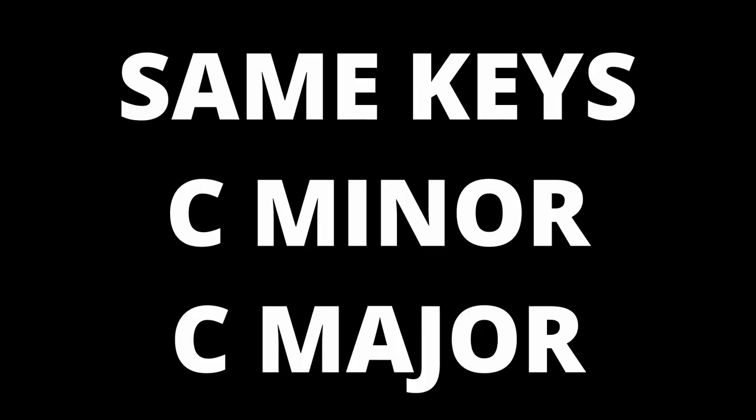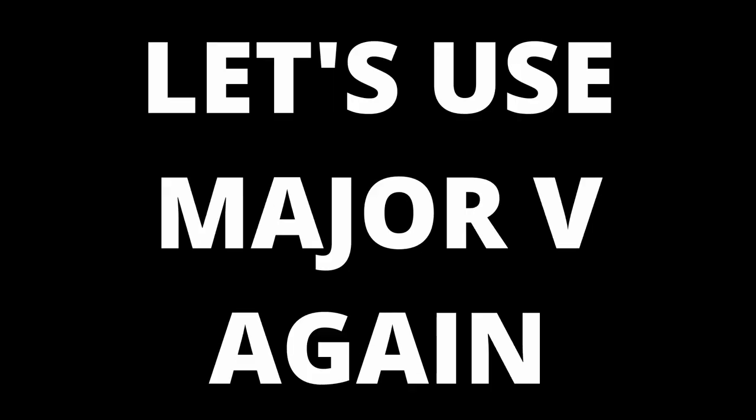We'll use the same keys as before for examples, C minor and C major. The easiest and strongest way to move from minor to parallel major is to use our major 5 chord again. The perfect cadence will firmly set us up in the parallel major after the modulation. You can also use the dominant 7th 5 chord as before to strengthen this.